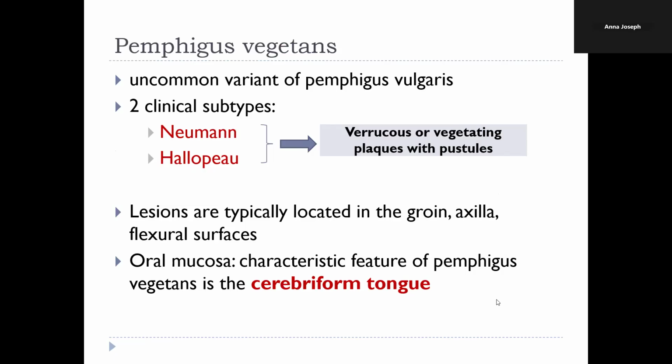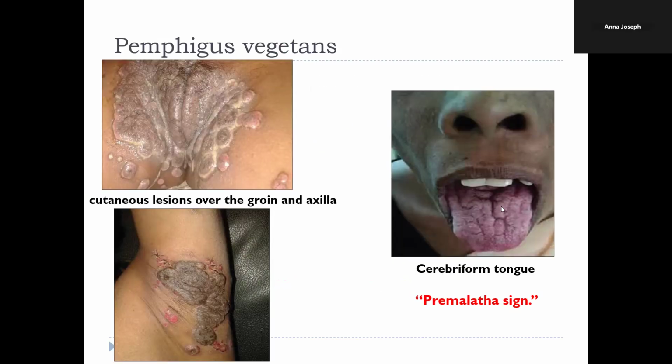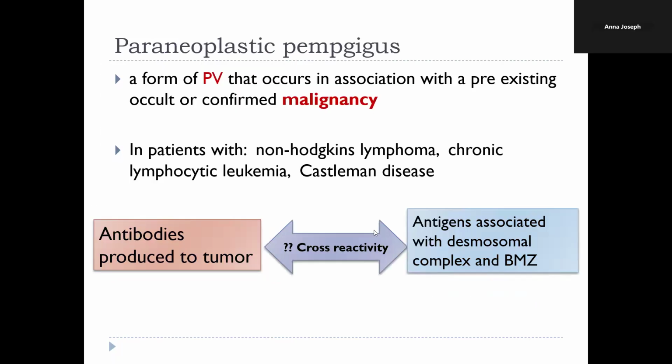Additionally, a characteristic feature involving the tongue is an appearance called the cerebriform tongue, where the tongue appears to have multiple fissures and cracks resembling the surface of the cerebrum. So the term is cerebriform tongue. It's also called the Premalata sign. It's an eponym based on the person who first described this sign. The skin lesions seen over the groin and the axilla look like thick, hard plaques which are non-scrapable and usually can have pigmentation.